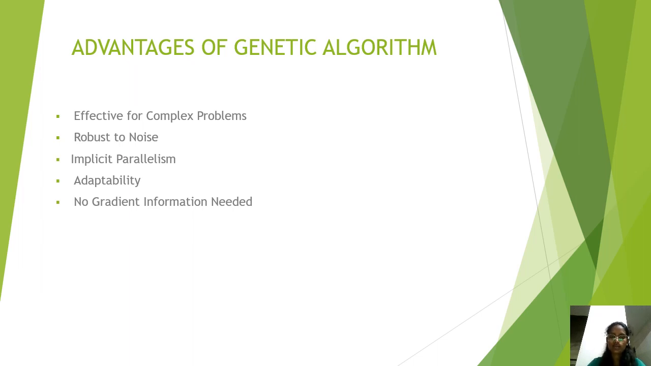Firstly, effective for complex problems means genetic algorithms excel at tackling problems that are difficult to solve with traditional methods. A genetic algorithm can handle problems that lack a well-defined mathematical model or have multiple optimal solutions. This way it helps. Then robust to noise.